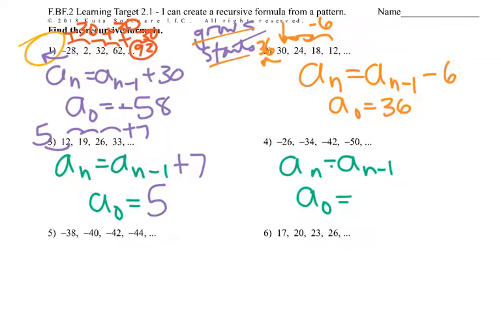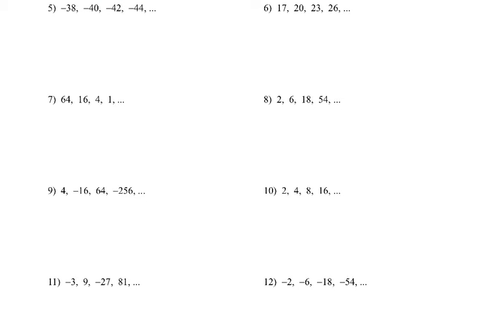So number 4, negative 26 to negative 34 to negative 42 to negative 50. Looks like we're subtracting by 8 each time. So that's our growth, subtracting by 8. So if I go in reverse order, that would take me down to negative 18. So a sub n equals a sub n minus 1 minus 8, and a sub 0 equals negative 18. All right, let's just keep on trucking here.